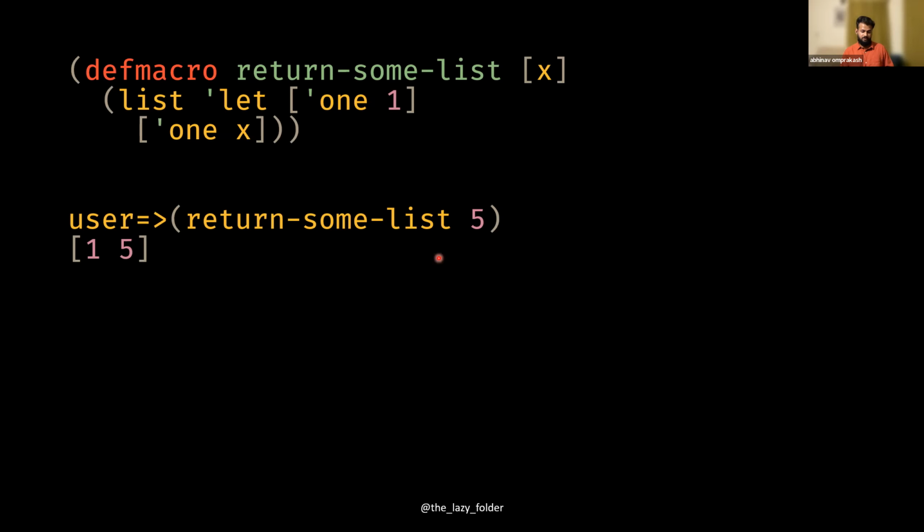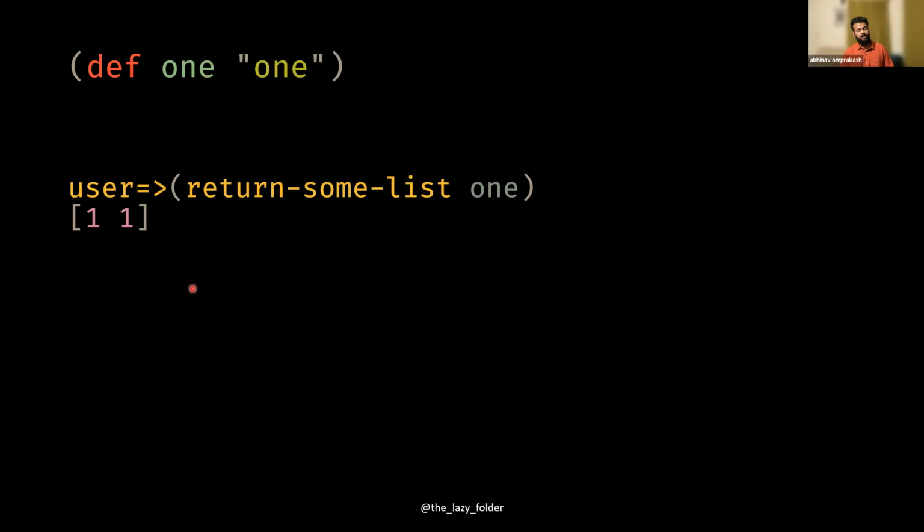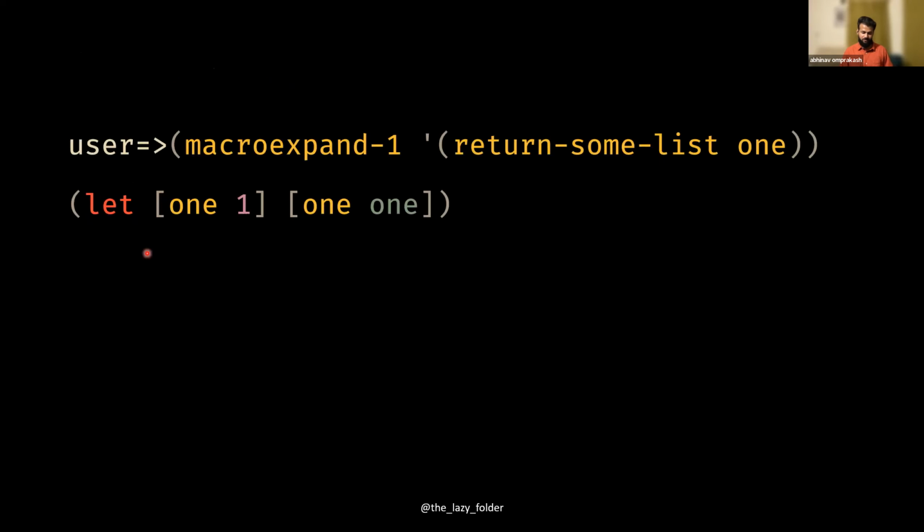And just seeing the usage, we get what we expect. But what happens when we define the symbol 1 to a string "1", and we call it list? We see two integers 1. It's not something you'd expect. And let's macroexpand to see what's happening inside.